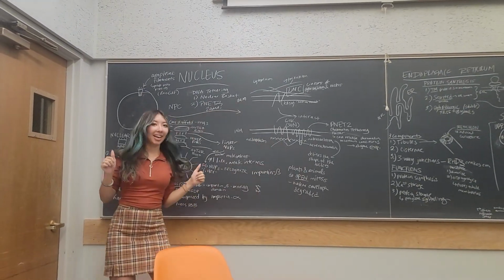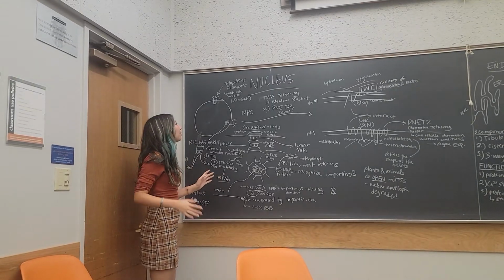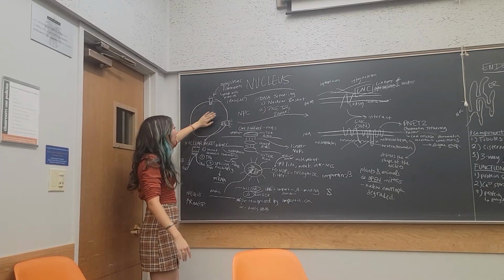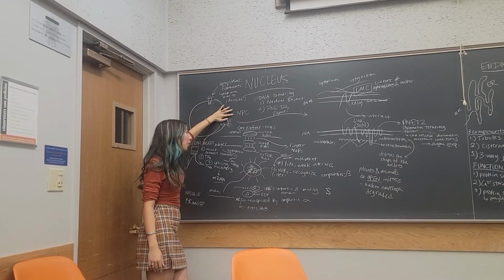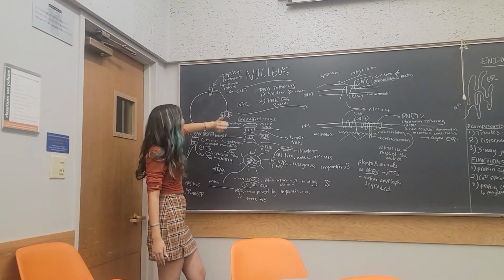Okay. Hello. This is a review for the POD 150 exam. It's not all of it, it's some of it. We have the nucleus. In the nucleus, we have a lot of things going on, but one of the main things that we talk about is the nuclear pore complex, or NPC. This is how proteins come and go from inside the nucleus.